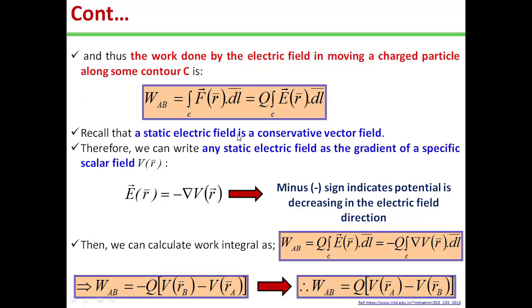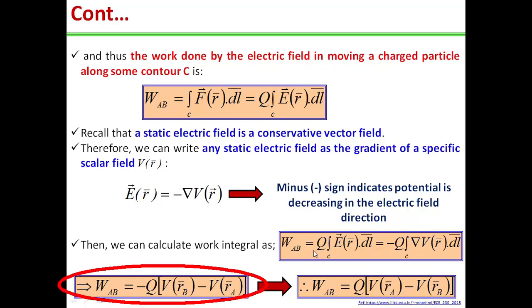Recall that a static electric field is a conservative vector field. Therefore, we can write any static electric field as a gradient of a specific scalar field V. So, electric field E will be equal to minus of del V. Here, minus sign indicates potential is decreasing in the direction of electric field. Then we can write the formula of work done WAB is equal to Q line integral E dot dl over contour C, and this will be equal to minus of Q line integral del V dot dl over contour C. Here del V is basically the gradient of scalar function V.